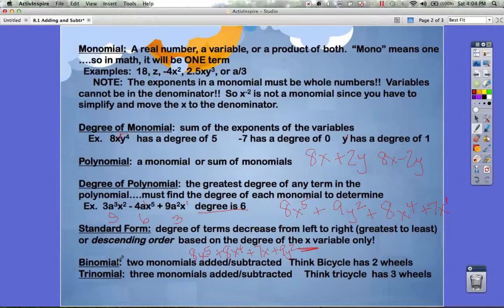A binomial is two monomials, either added or subtracted together. Think of the prefix here, bi, as in a bicycle. A bicycle has two wheels. A binomial has two parts. A trinomial has three monomials that are added or subtracted. Tri for the prefix 3. Think tricycle, which has 3 wheels. Okay, mono means 1, bi means 2, tri means 3.